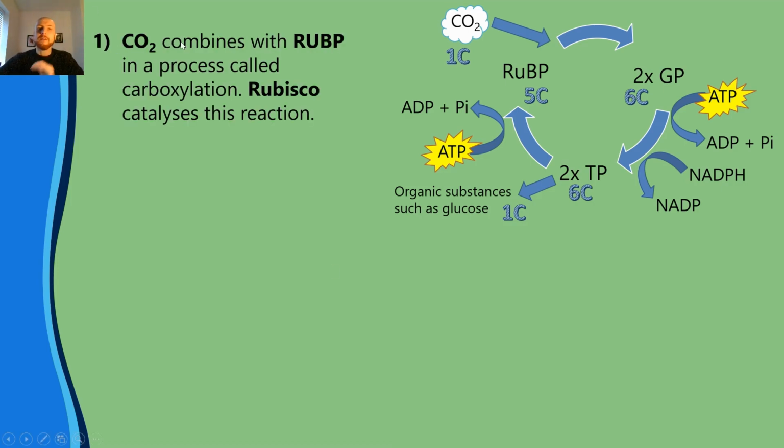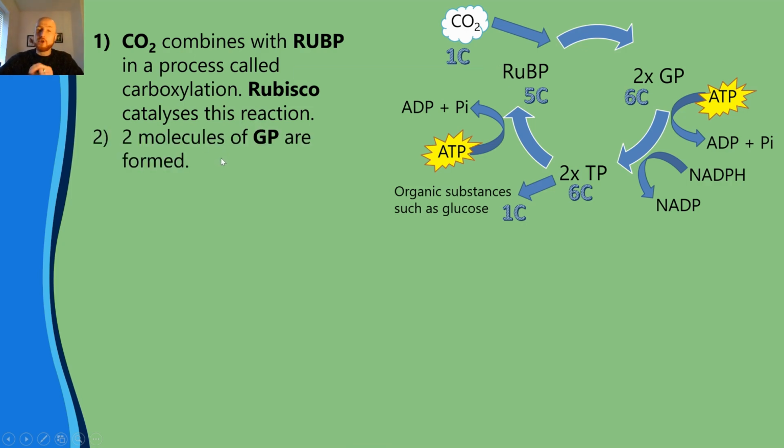So number 1, CO2 combines with RuBP in a process called carboxylation, adding carbon dioxide, because carbon dioxide is made up of carbon, carbo, and oxygen, oxy. Rubisco catalyzes this reaction. Rubisco will be there.